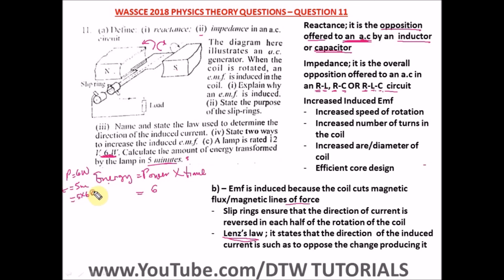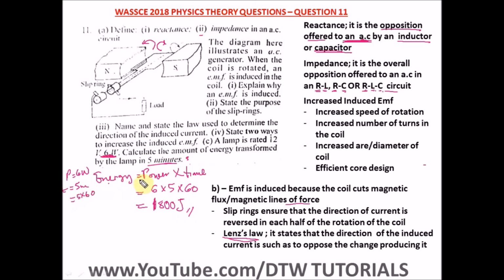Converting to seconds is 5 times what? 60. So when we multiply all this, 6 times 5 times 60, what are we going to have? We're going to have 1,800 what? Joules.